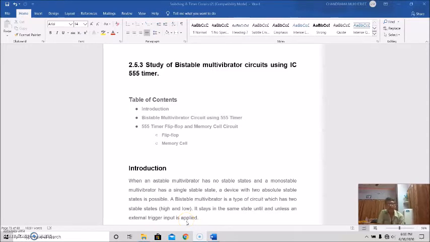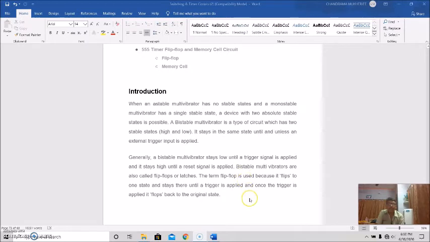So in this discussion we'll talk about the bistable multivibrator circuit using the 555 timer, and how this bistable multivibrator circuit can be used as a flip-flop and memory cell. Let us start.